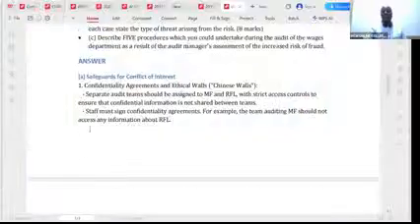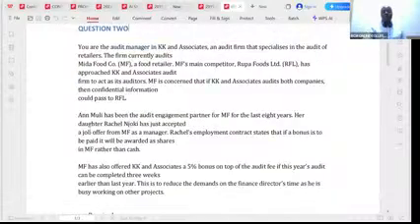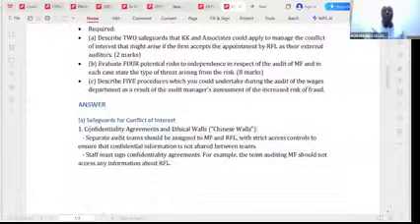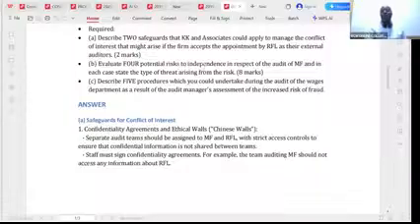So from there, we go to this other question, question number 2. What does it talk about? Question number 2B: evaluate 4 potential risks to independence in respect of the audit of MF, and in each case, state the type of threat arising from the risk.